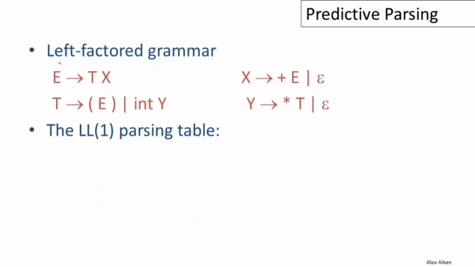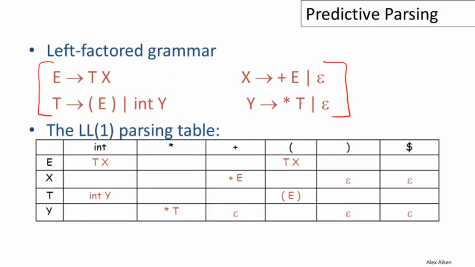So here's the left factored grammar now typed out neatly. And we use this grammar to construct a parsing table. And let's not worry right now about how we got this table. I'm not going to give the algorithm right now. But let's just say that we got it somehow. And what I'm going to explain is how we use the table.